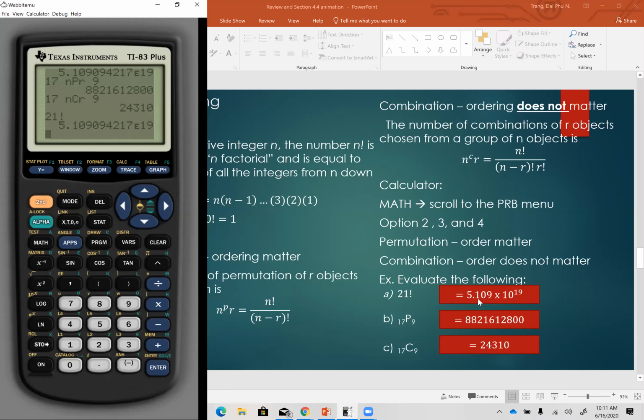Right. And then you choose nPr or nCr, depending on whether it's a combination or permutation, and then you press enter. Oh, okay. Got it. Thank you. No problem. All right.